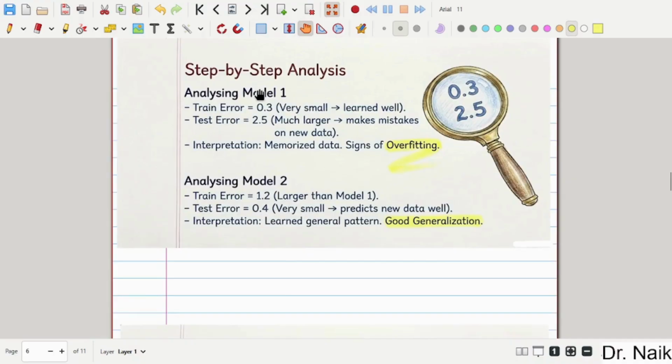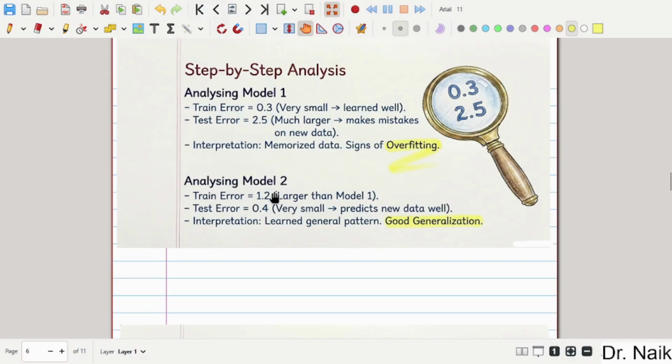Now let's analyze it step by step. Model 1 has a training error of 0.3, which is very small. That is, model 1 learned very well from the training data. Its test error is 2.5, which is much larger. That is, model 1 makes mistakes on new data. So interpret it as model 1 memorized the data. So it is a sign of overfitting.